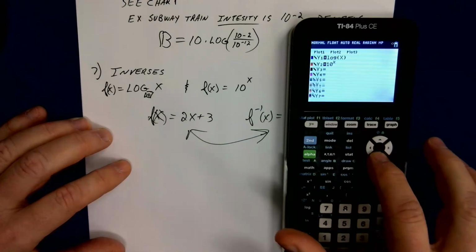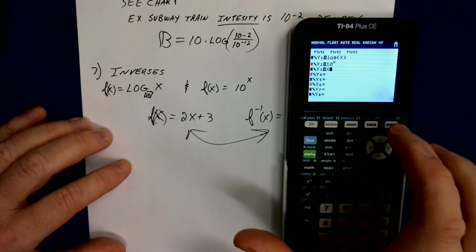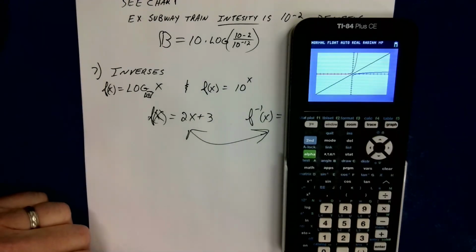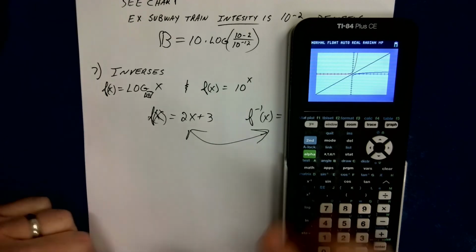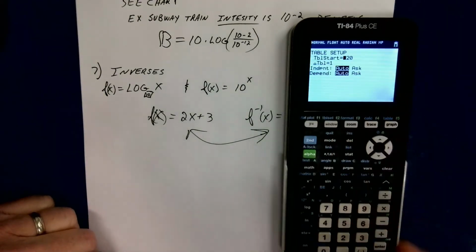Okay, let me show you again here, just so you're clear on this. Y equals x, I hit graph. They are reflections of each other. Yay, they are.